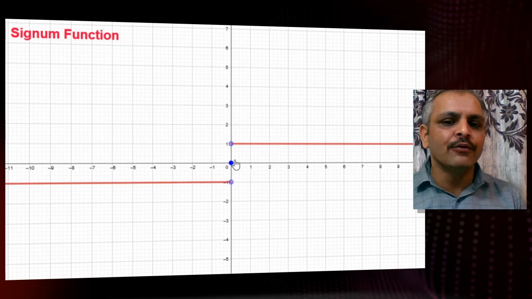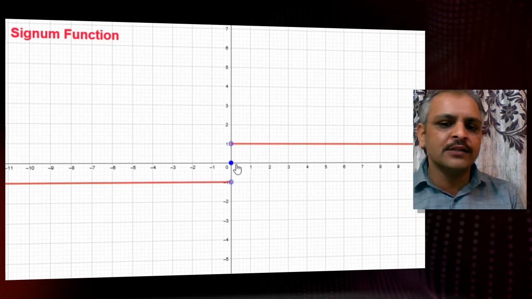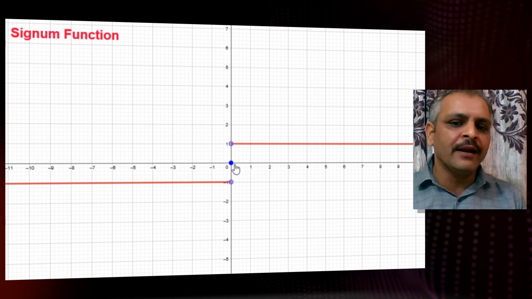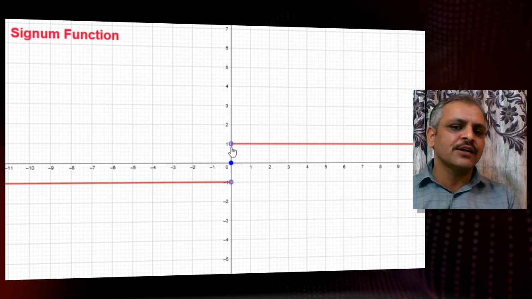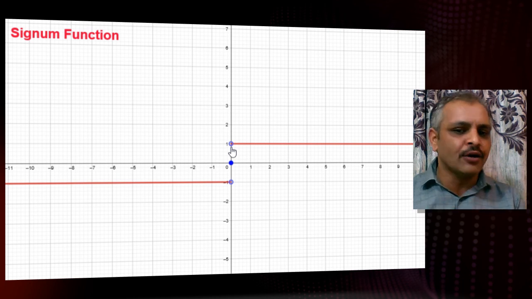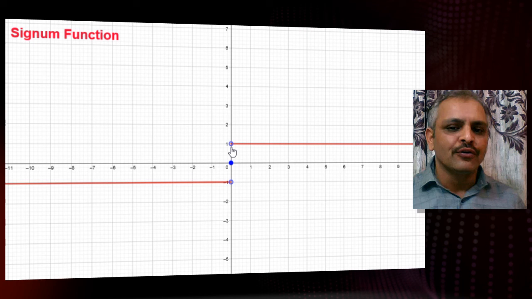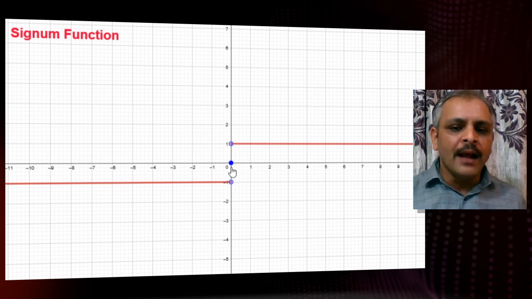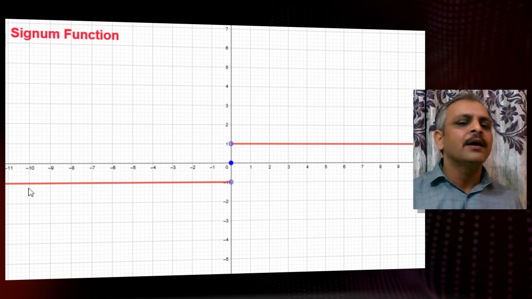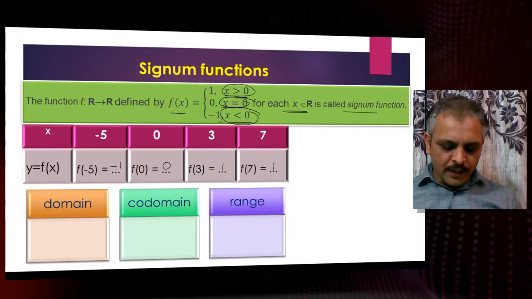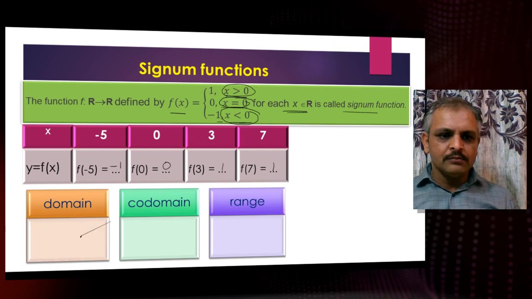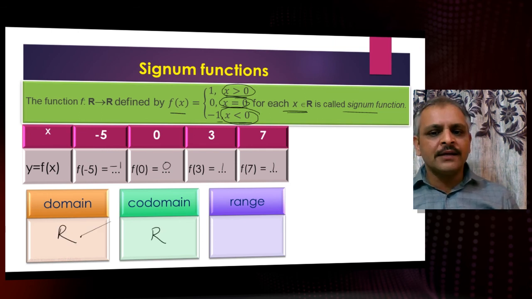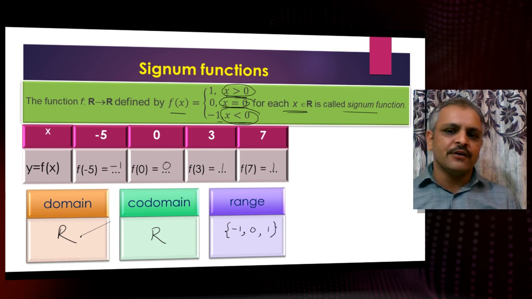As soon as we move towards the positive side of the x-axis, when x is not 0, the value of the function will become 1. And here I use this hollow circle so that it indicates that it is not equal to 1 at x is equal to 0. So whenever x is more than 0, the value will be 1, and whenever x is less than 0, the value will be minus 1. So the domain, x, can be all real numbers, the codomain is all real numbers, but the range is only 3 values, that is either minus 1, 0 or plus 1.